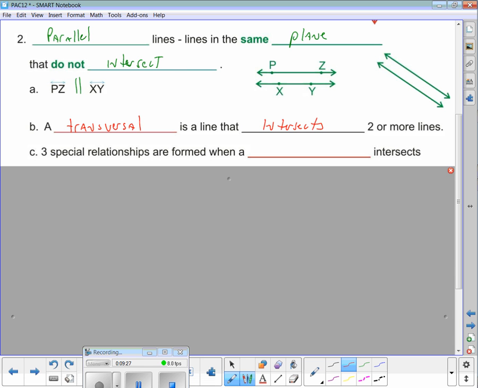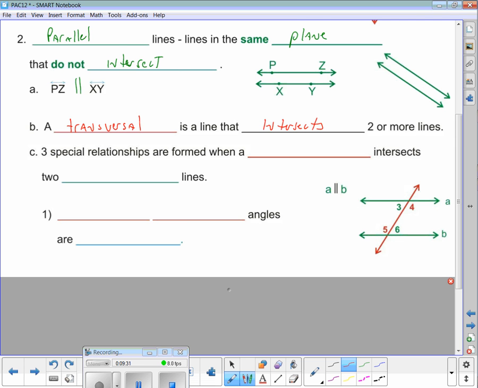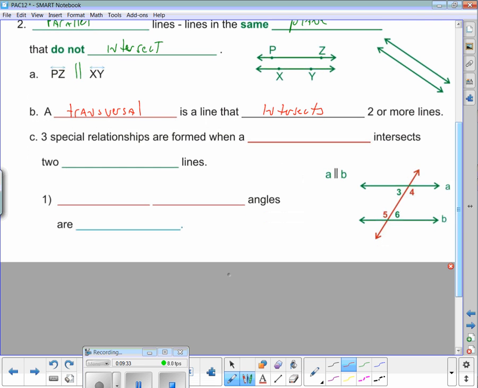And here's what's going to happen. We're going to have all these special relationships, and that's what we're going to do in the next couple of aspects here. So 3 special relationships are formed when a transversal intersects two parallel lines.